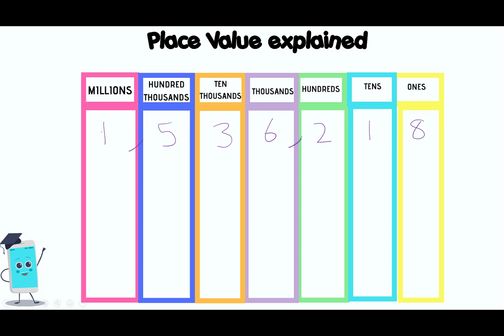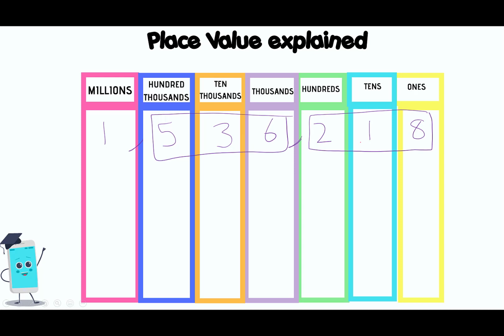So I have 1 in my million section, so I have 1 million. And then, as I said a moment ago, we read our numbers in groups of 3. So this is a group of 3. I read that as 536,000 because they're in our thousand column, and then the last 3 I read as one number as well, 218. So my separators are telling me when my group of 3 changes value.